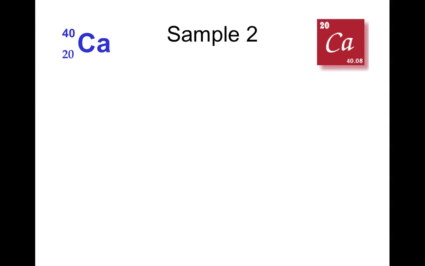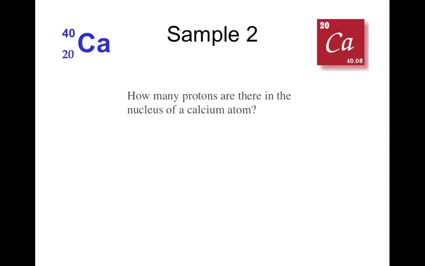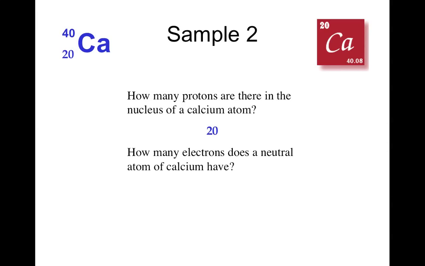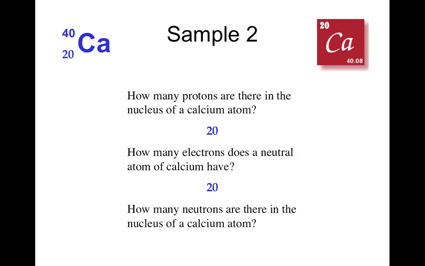You try this example. How many protons are there in the nucleus of a calcium atom? Well, hopefully you got 20. How many electrons? Hopefully you got 20. And finally, how many neutrons? Hopefully you got 20.